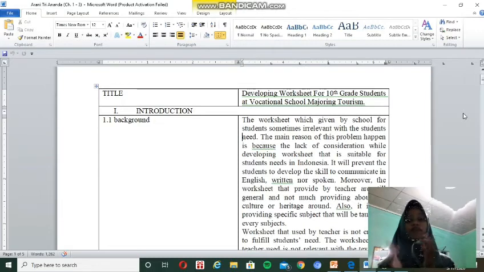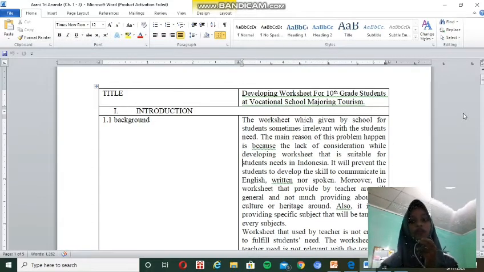The reason why I developed this worksheet is because the worksheet used by students in the vocational school is not relevant to the students' needs, because the students in the vocational school have the same material or worksheet as the students in the senior high school. However, their needs are different. The vocational school is needed for their work field, but the senior high school does not need that.